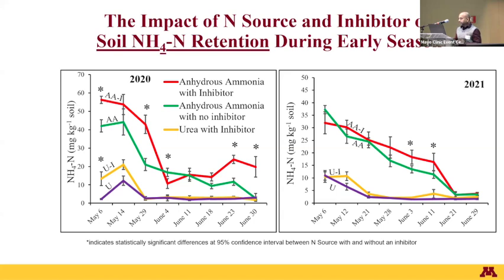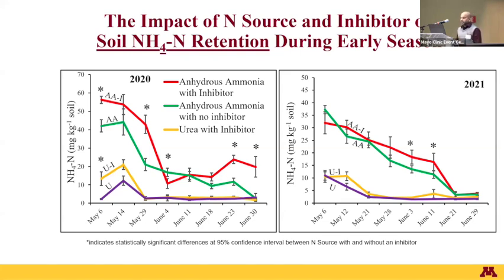So in 2020, the anhydrous with inhibitor retained significantly higher ammonium as compared to anhydrous with no inhibitor on 5 of the 8 sampling dates, whereas this difference was only significant at 2 of the 8 sampling dates in 2021. Whereas urea with inhibitor retained significantly higher ammonium compared to urea without inhibitor at only 1 of the 8 sampling dates in 2020, whereas no significant differences were found in 2021. So these results indicate that there was an inconsistent effect of inhibitors on stabilizing nitrogen.